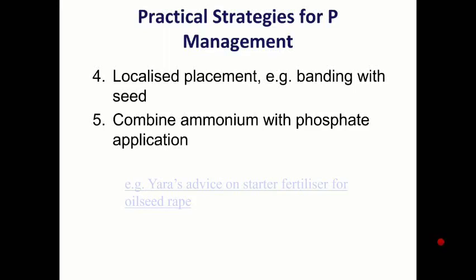Combining ammonium with phosphate application can be good too. So giving the plant a little bit of a boost in terms of vegetative growth and stimulating root growth, so that they'll then be able to access the phosphate as well, can work. And also the acidification effect of ammonium can inhibit some of the short-term fixation of phosphate by soil minerals.